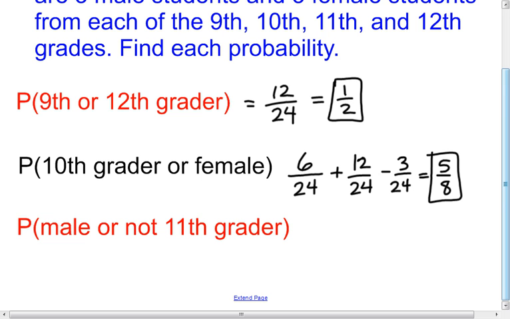And then the last one, male and not an 11th grader. So again, there are 12 out of 24 people that are males. There are 6 11th graders, so that means there's 18 of 24 that are not 11th graders. And then you need to take the male not 11th graders out of there. So the male 9th graders, there's 3 of them. The male 10th graders, there's 3 of them. And the male 12th graders, there's 3 of them. So there's 9 male students who are not 11th graders that you've counted in both sets. And so you need to subtract that out of there, which gives you 7/8 when you reduce that.